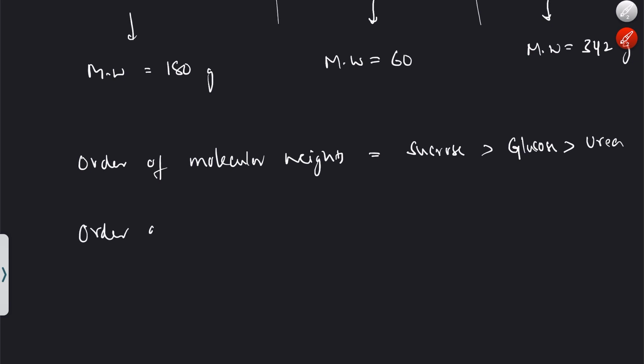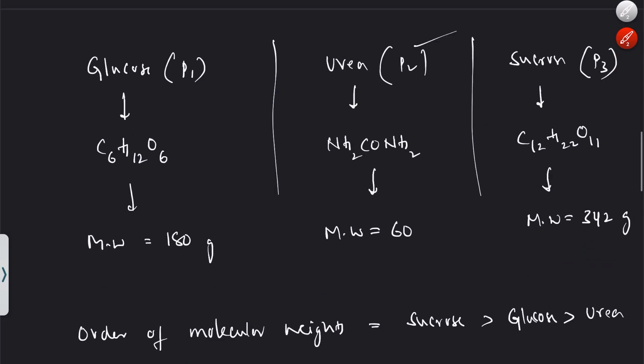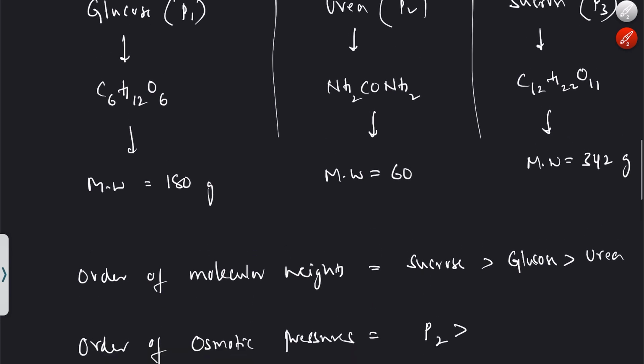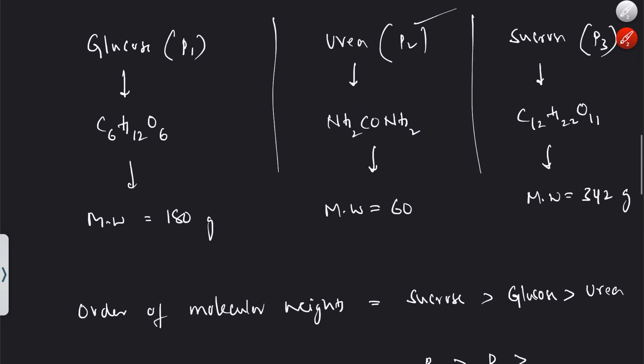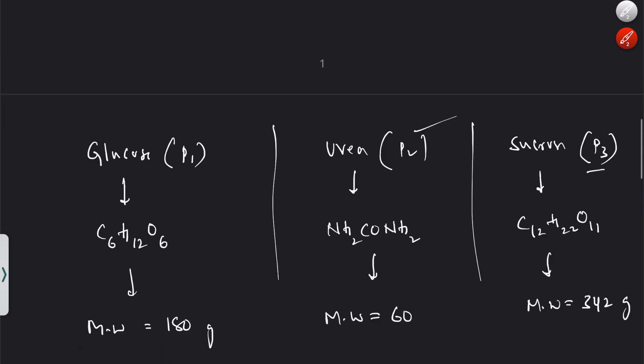So the order of osmotic pressures is as follows. In molecular weights, sucrose has the highest and urea the least. And when comparing osmotic pressures, urea should be highest. What is the pressure of urea? P2. So first it is P2. Glucose is in between, so it should be in between with respect to osmotic pressure as well. Sucrose is highest in the case of molecular weights, so it should be least here. Sucrose osmotic pressure is given by P3.